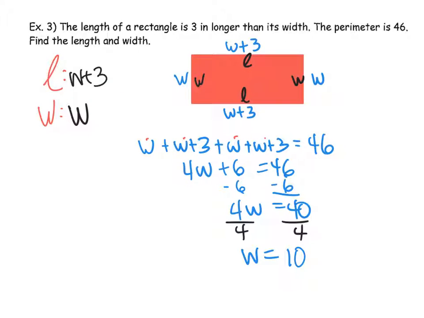Can you guys please fill in the rectangle with the people at your table? Now that you know that W is 10, find all the 4 sides for me. Talk with each other, find all the 4 sides. Now that you know that W is 10. Plug it in, plug it in.